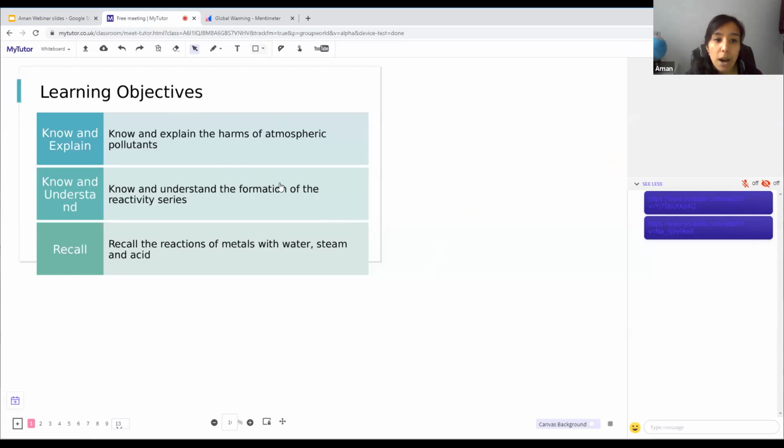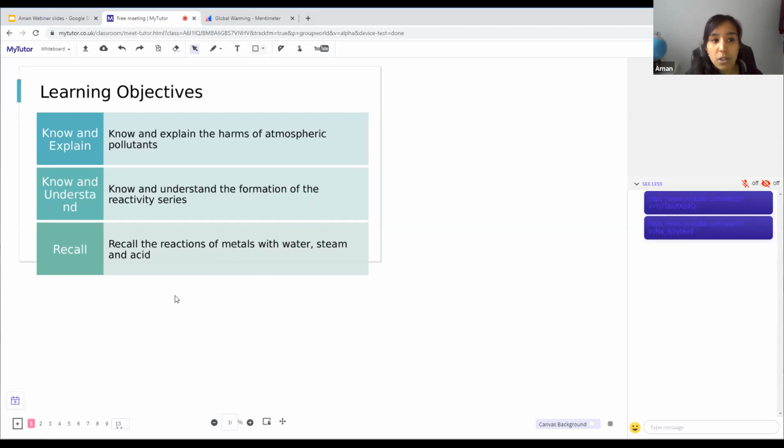Today we'll be looking at how the reactivity series was formed and how we can test for that by using the reactions of metals with water, steam and acid. The reason we're doing this little snippet is because I know some people were asking a couple of weeks ago about the reactivity series, so I thought we'd include this. So today and Wednesday, we'll be looking at that.